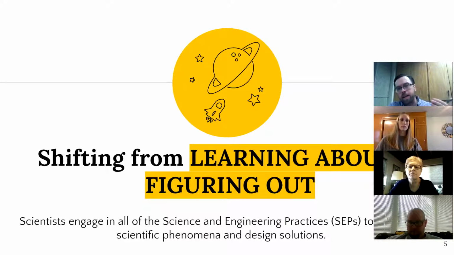But by having kids engage with the science and engineering practices, things like asking questions, analyzing data, communicating information, and then utilizing the cross-cutting concepts, looking for patterns, using energy and systems, cause and effect, all those things can help them make sense of science as well. So by combining all three dimensions, we hopefully allow students to really get that in-depth understanding rather than just the surface bit around the facts.